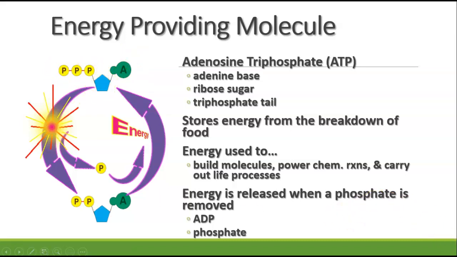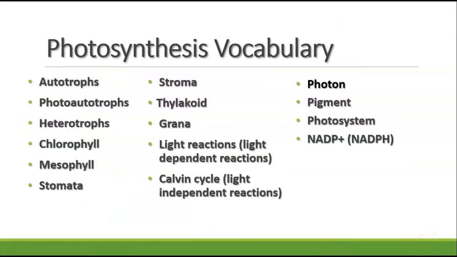This molecule stores energy from the breakdown of food in the process of cellular respiration. That energy can be used to power all of the activities of cells. And the energy is released from ATP when a phosphate is removed, changing ATP to ADP, and then that phosphate is added onto another molecule to give it the energy to do another kind of reaction.